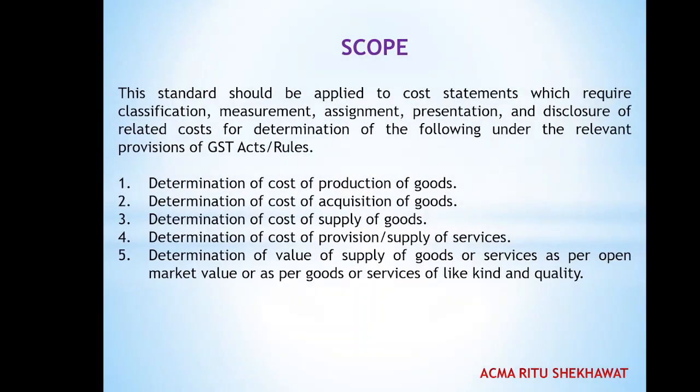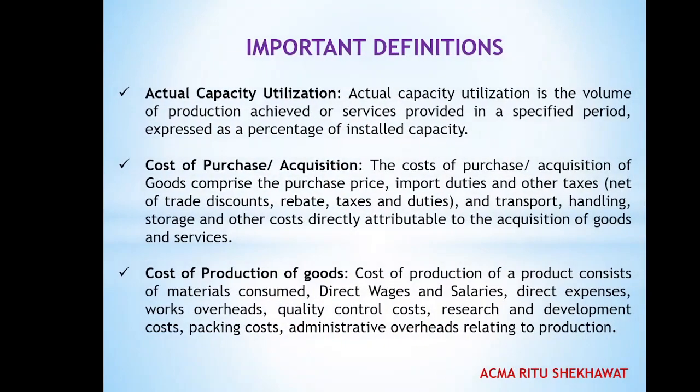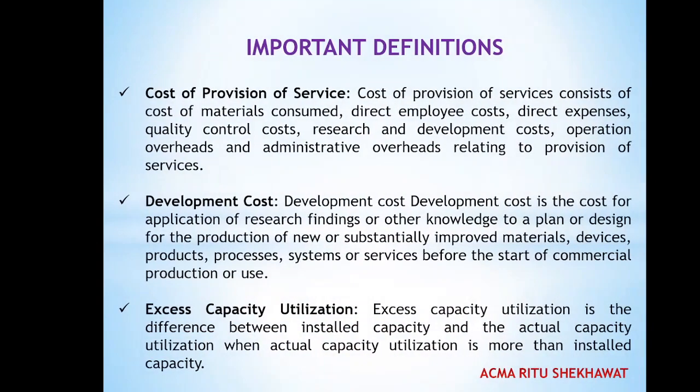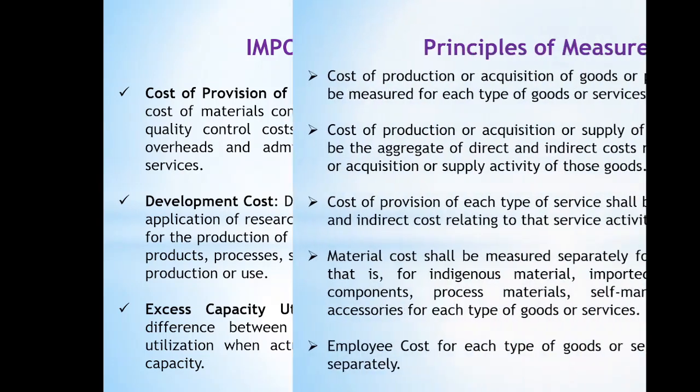Scope, there are 5 points of scope: the determination of cost of production of goods, cost of acquisition of goods, cost of supply of goods, cost of provision of services, and value of supply of goods or services as per open market or as per goods or services of like kind and quality, as we have discussed in the rules. These are the important definitions: actual capacity utilization, cost of purchase, acquisition, cost of production of goods, cost of provision, development cost, excess capacity utilization. We already studied all these important definitions in our earlier standards.